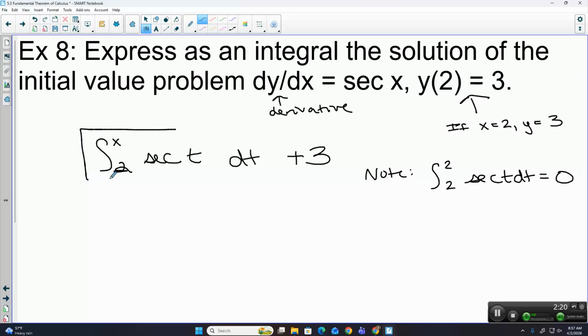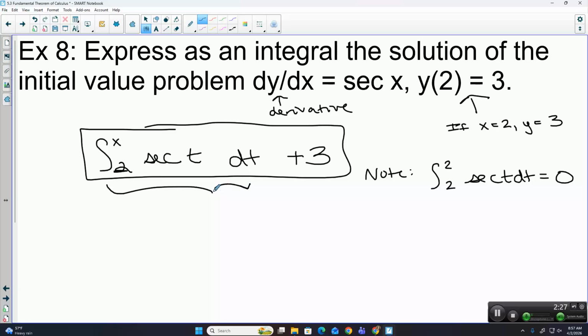So if I look at this, the derivative is secant x. If I did the derivative of this piece from yesterday, we know that just turns into secant of x plus the derivative of 3 is 0, so that checks out. And if I plug in a 2, I get 3 out. The integral from 2 to 2 is just 0, plus 3 is 3. So we came up with the simplest scenario. We needed an integral to describe all of that information.